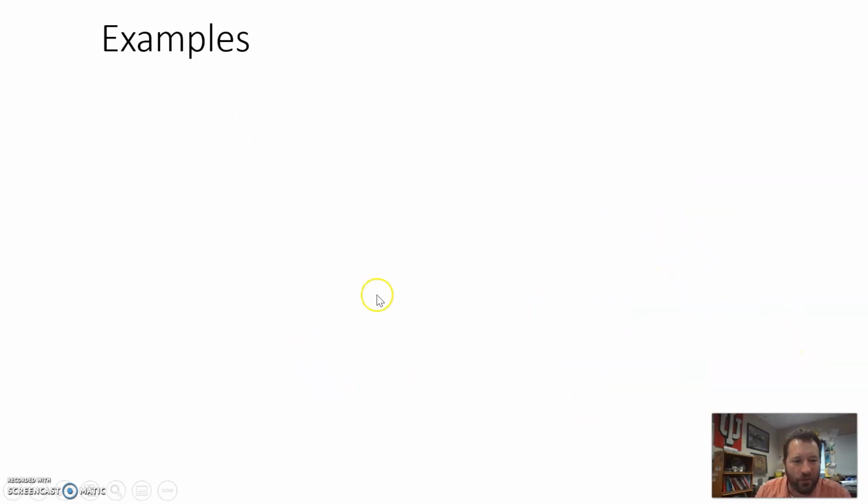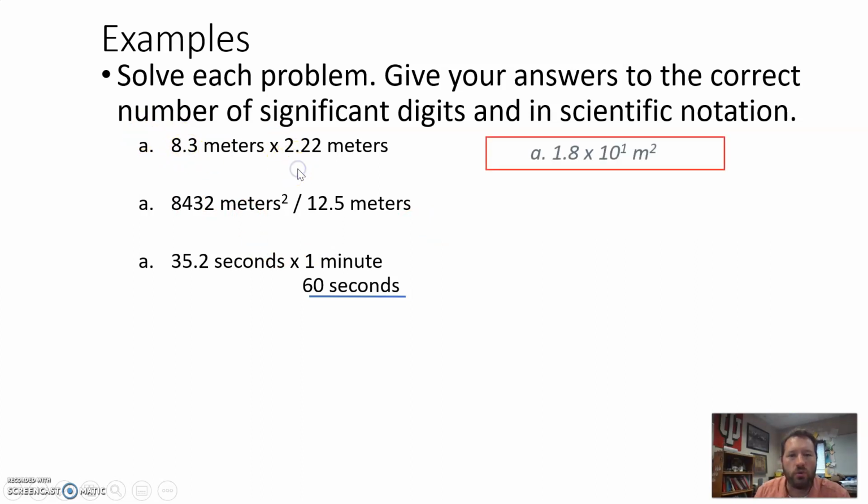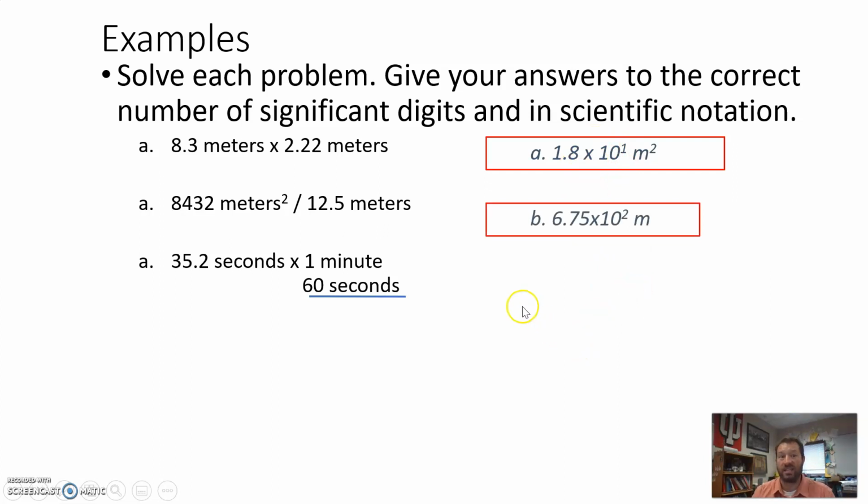All right, let's take a look at a few more examples with multiplication and division properties. 8.3 meters times 2.22 meters. Again, we can go ahead and throw it into our calculator. Take a look at our significant digits. The first number only has 2, so we need to round our answer to 2 significant digits. I've listed it in scientific notation. And then watch your unit on this one also. Meters times meters is meters squared. Again, I've got it in scientific notation, but you guys are welcome to put it in standard notation. Just say 18 as well.